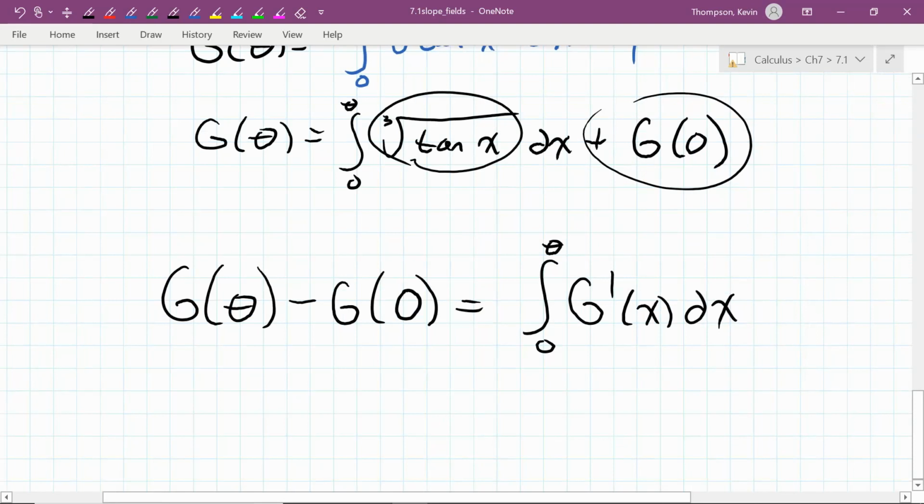Because wouldn't I find the antiderivative of capital G prime? Isn't that capital G then? It's the function that's not the derivative. Substitute in the upper limit minus substitute in the lower.